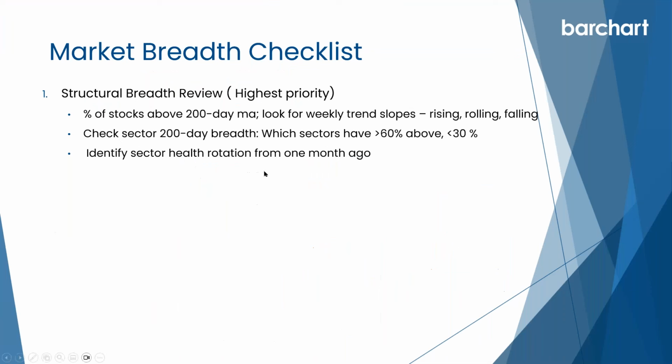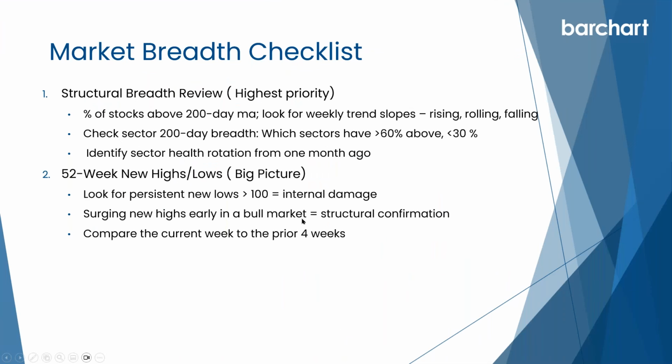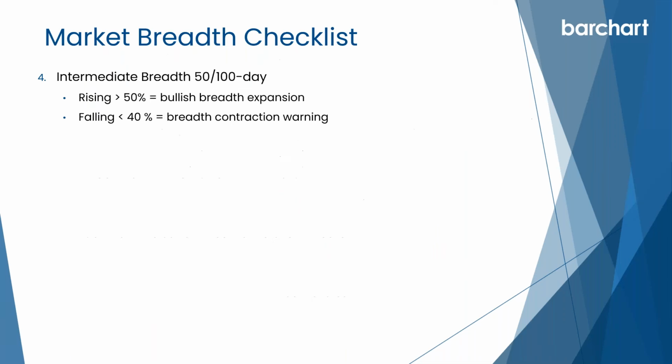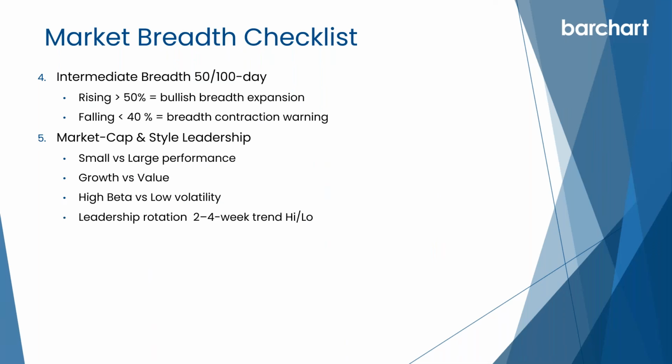So let's go down our checklist here. We talked about 52-week lows. When we're looking at the number values, when we get into, let's say, new lows of greater than 100, that is internal damage. Again, we talked about surging new highs and looking at a 4-week period, advanced decline. We just talked about that. Our internal intermediate breadth analysis. And so let's talk about market caps and this style or leadership.